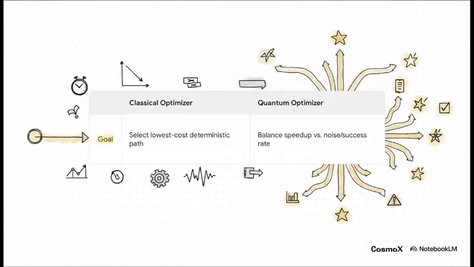To put it really simply, a classical optimizer is just looking for the cheapest, most efficient path from A to B. A quantum optimizer, on the other hand, is more like a master strategist. It's constantly managing this complex trade-off between raw speed, the risk of noise, and the overall probability of success. It's a completely different way of thinking.